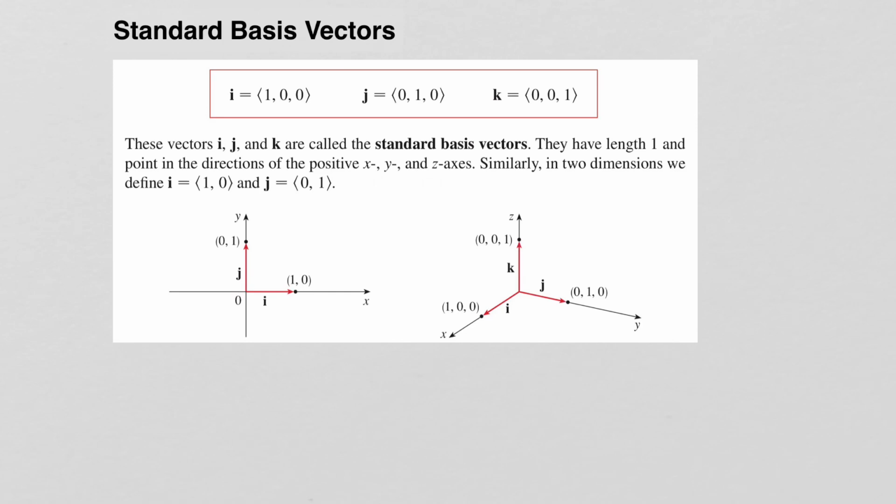Now let's talk about the standard basis vectors. And these are really important vectors. In 2 dimensions, the standard basis vectors are the vectors that go from the point 0, 0 to the point 1, 0. So that would be the point 1, 0, which we call i. And the other one is the vector going from 0, 0 to 0, 1, which we call the vector j. So in 2 dimensions, i and j are these two vectors.